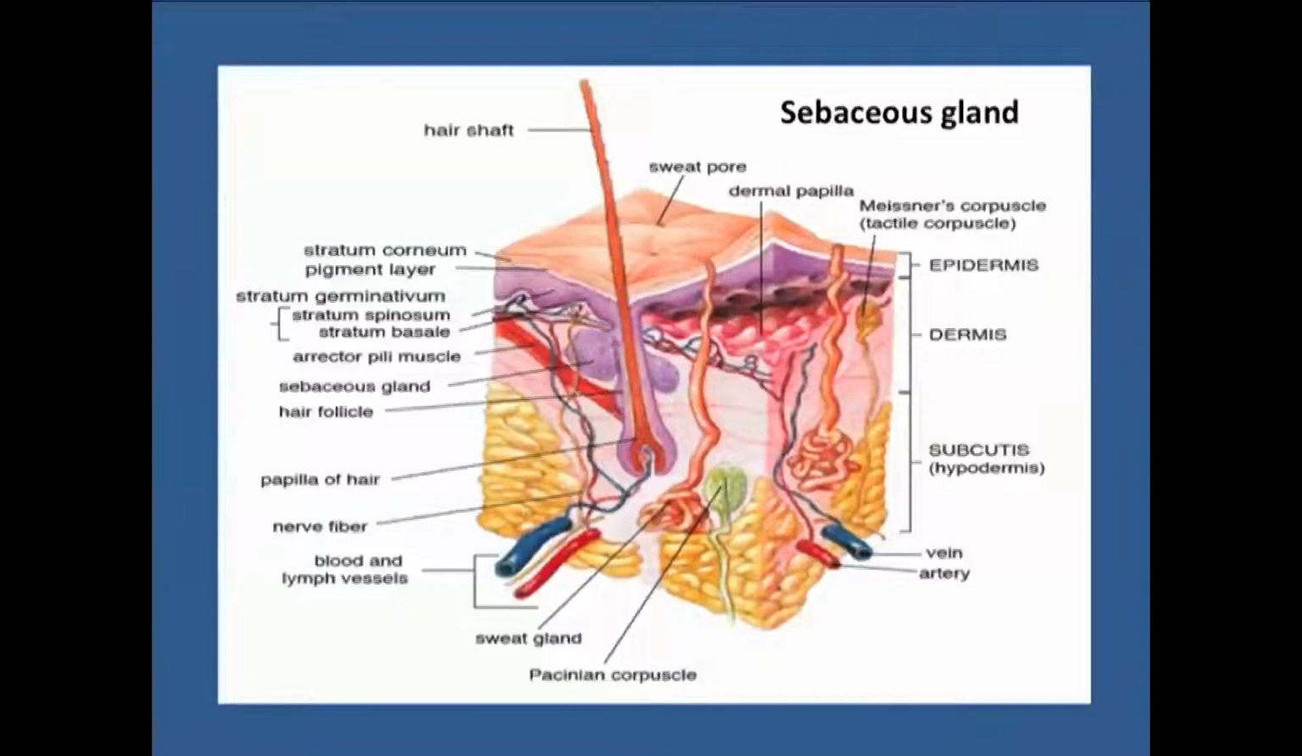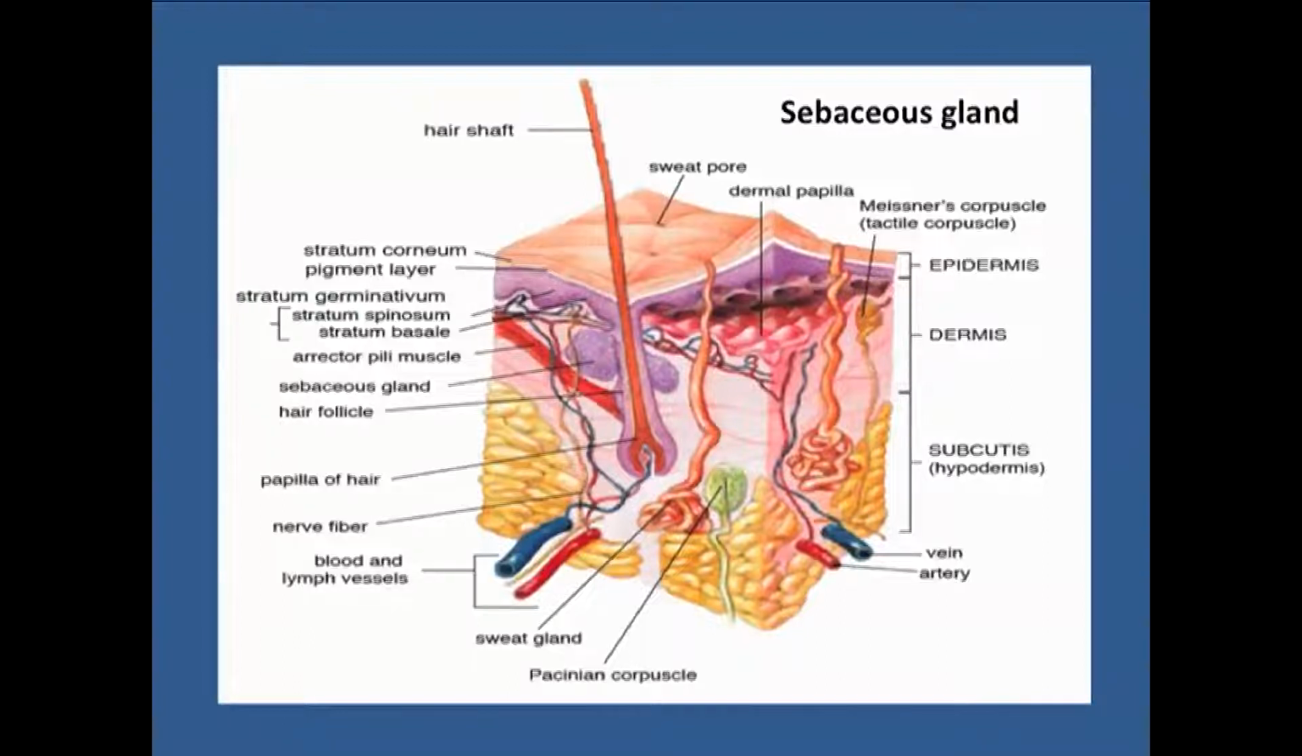Now coming to the next important gland, which is the sebaceous gland. Why is it so called? Because it produces sebum. And this sebum is lubricating the hair because they are present along with the hair follicle. So these sebaceous glands are follicular cells and they produce sebum.